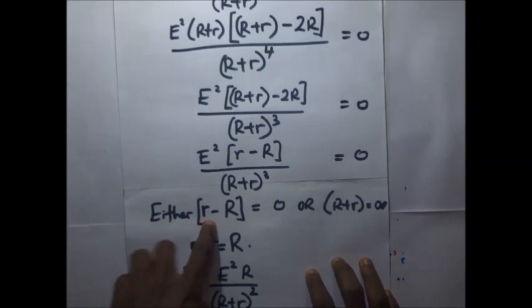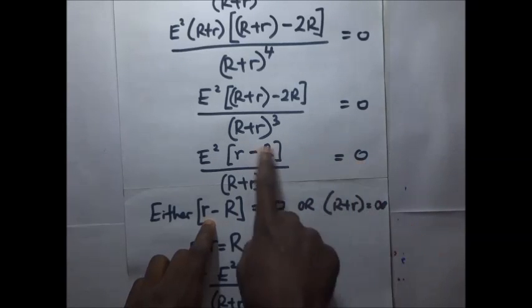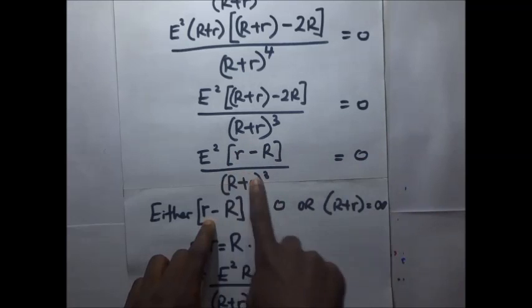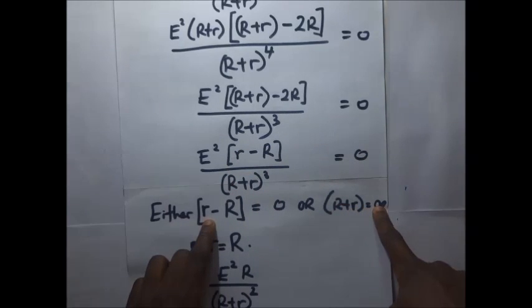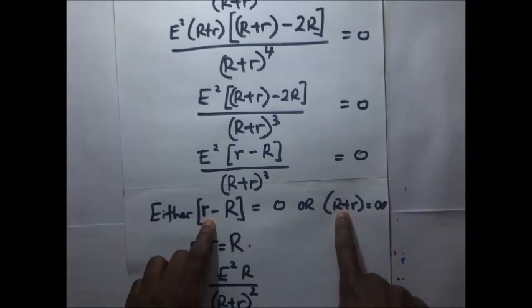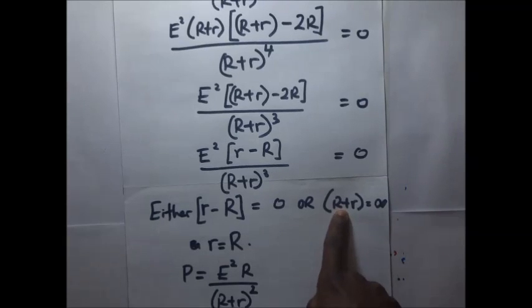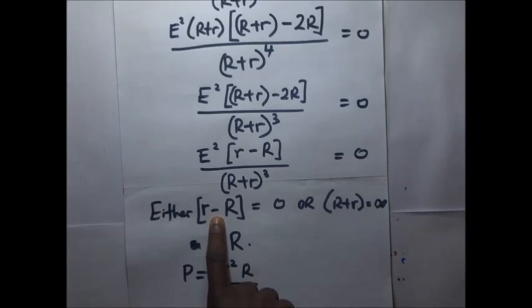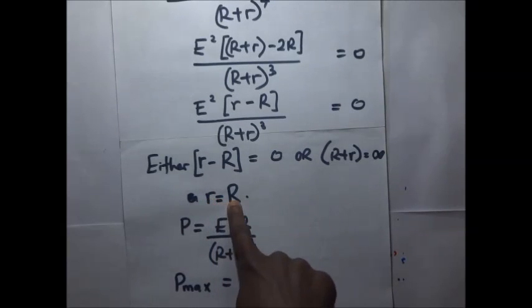So from this expression, this is equal to 0. For this to be equal to 0, either this is supposed to be equal to 0 or that is supposed to be infinity. But if R plus r is equal to infinity, it means that the value of the resistance in the circuit will be too large, and if it is too large, it means that no current will be able to flow through it. So we'll ignore it and consider this. So either r minus R is equal to 0, and that will make R be equal to r.